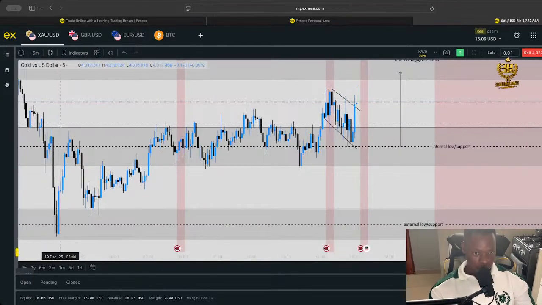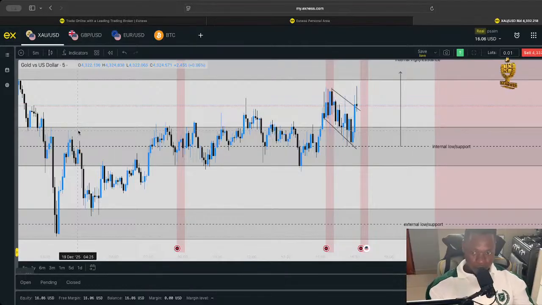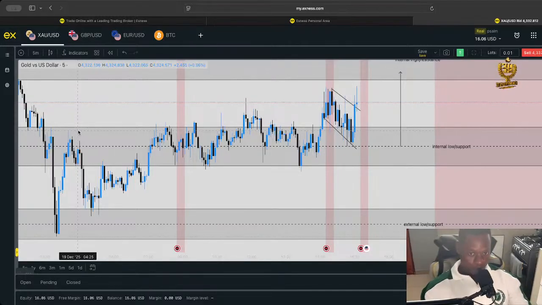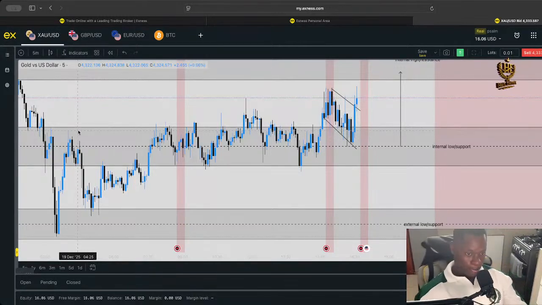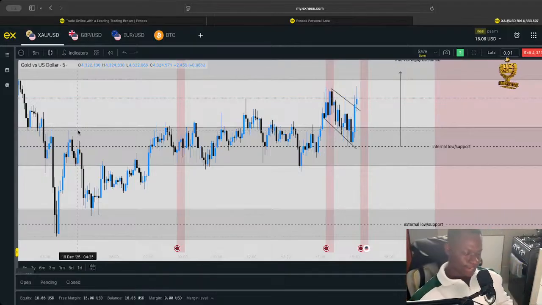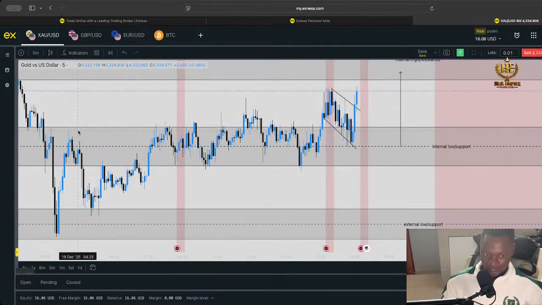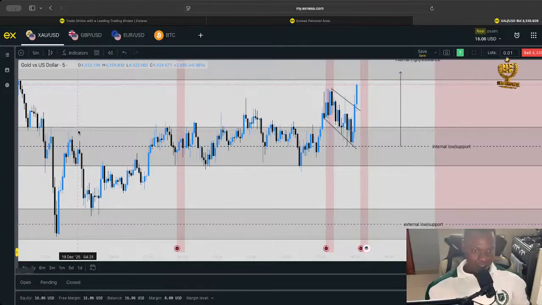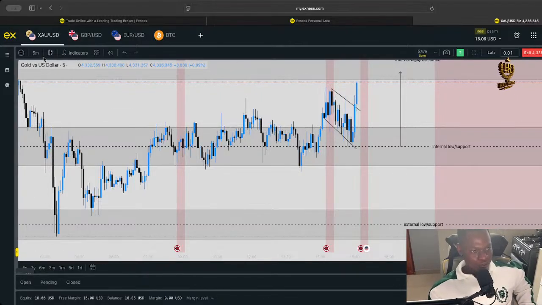Let's see. That candlestick will be closing in a minute and some seconds. A breakout, a retest, and prices. It's going. Wow. That's some huge movements there.